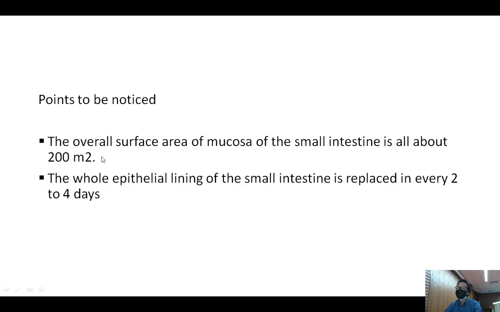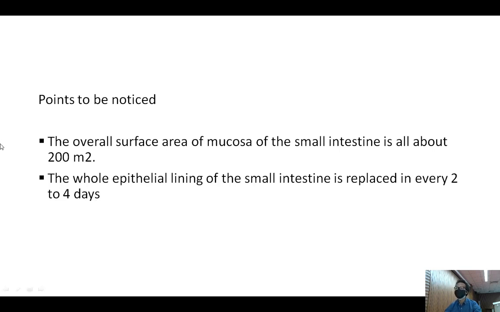Now, points to be noted. This is the overall surface area of the mucosa. The mucosa is the layer which is in contact with the food substances that are coming in. The surface area of the mucosa of the small intestine is about 200 square meters. And the whole epithelial lining of the small intestine is replaced every 2 to 4 days.